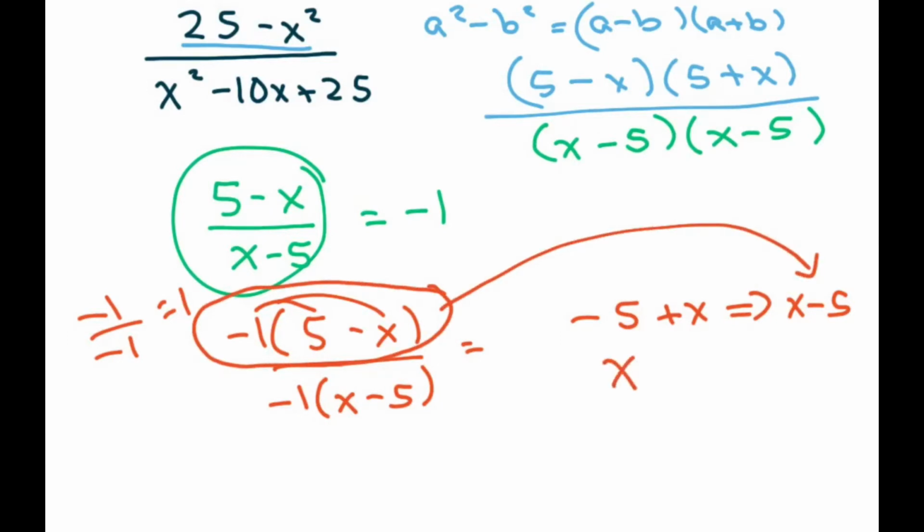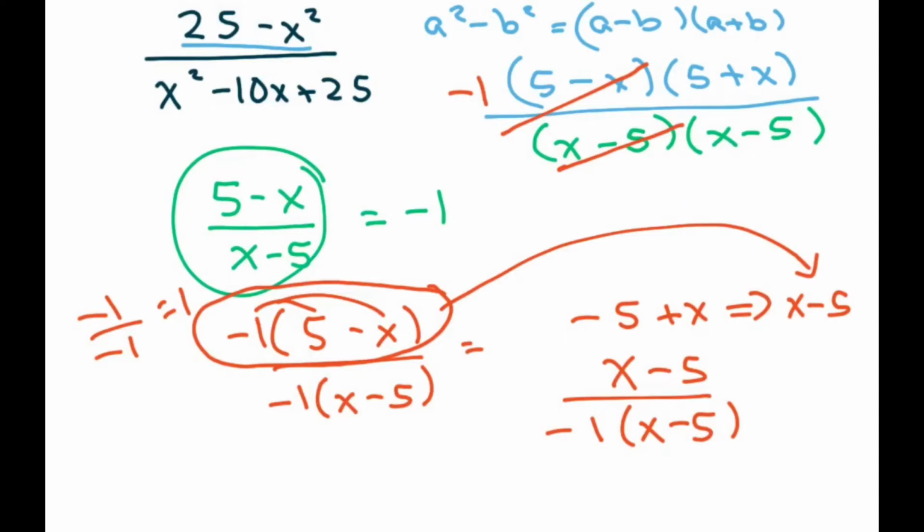So you have x minus 5 over negative 1 times x minus 5. So bottom line is, anytime you see this flip-flop with the negative, with the minus in between, you can just cross those out and call this negative 1. So our answer is negative, and you can just do this together, 5 plus x over x minus 5.